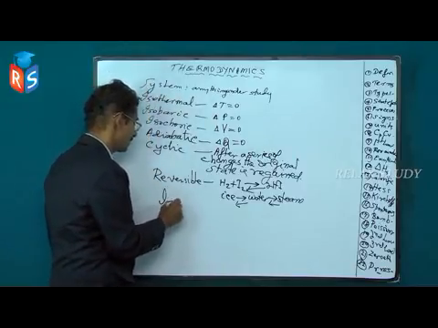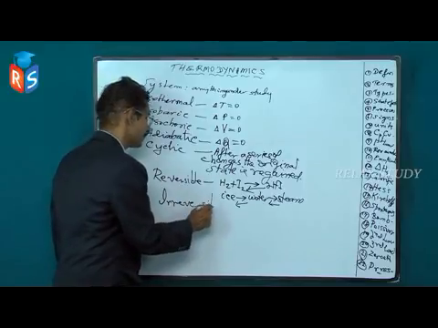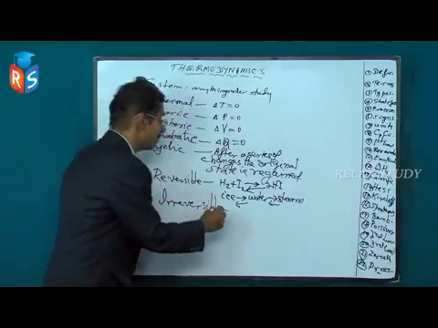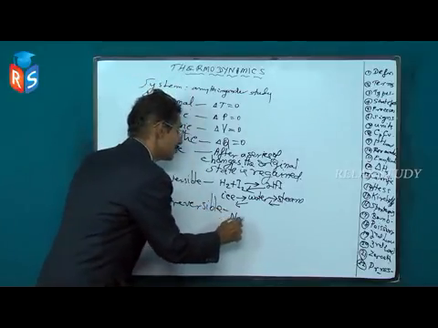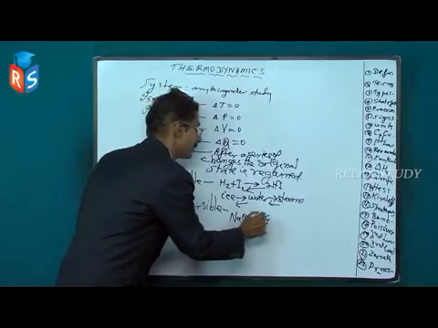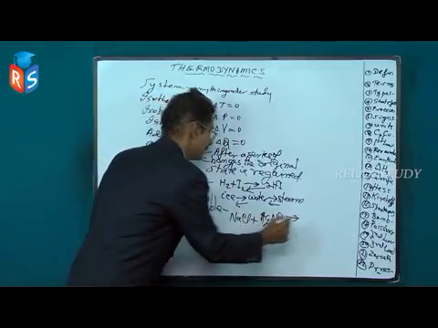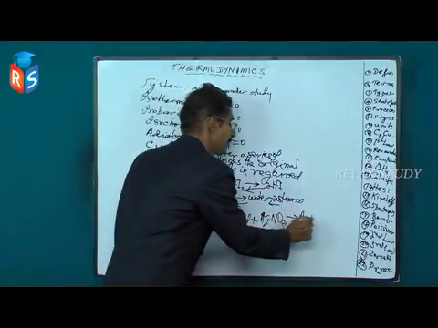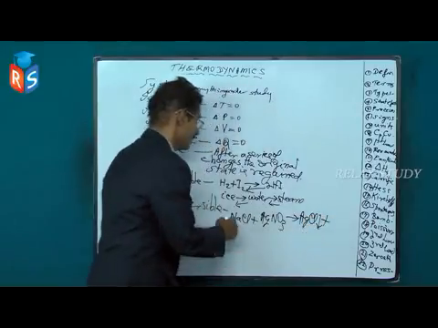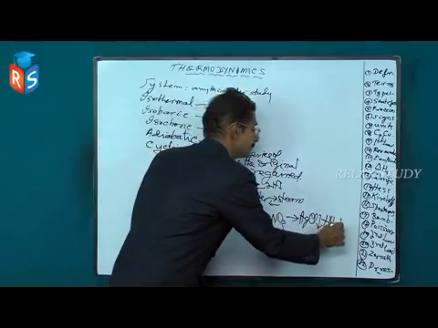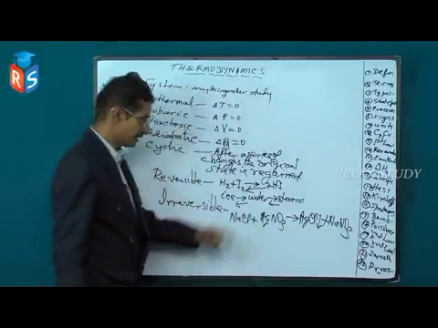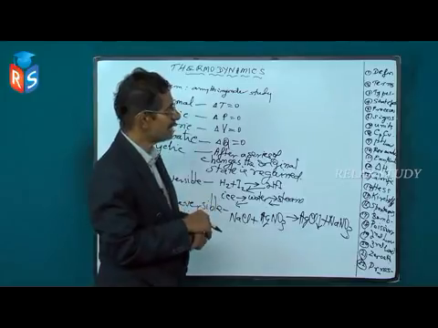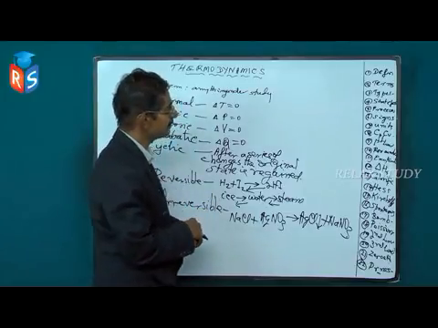Irreversible means just the opposite. The process cannot normally be reversed. I cite one example: sodium chloride solution mixed with silver nitrate solution, you get a precipitate of silver chloride plus NaNO3. This is an irreversible process. These are some of the types of processes that you come across under thermodynamics.